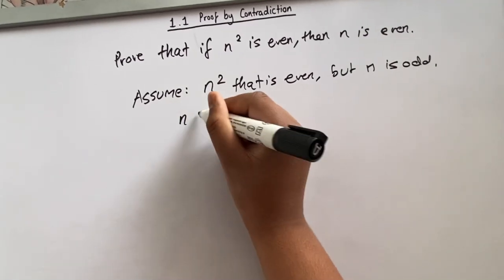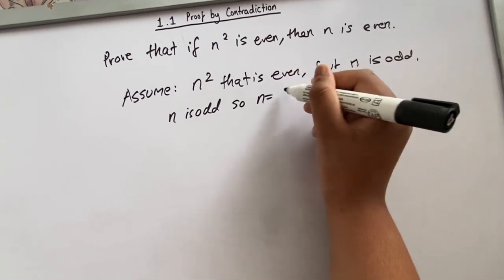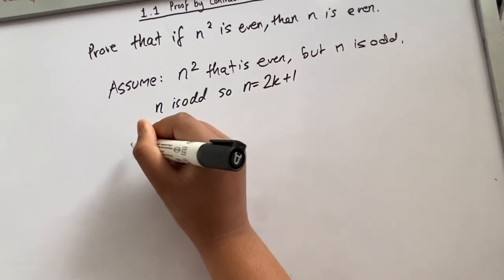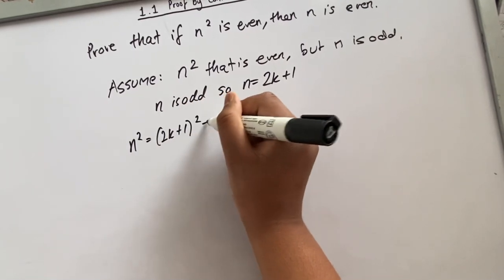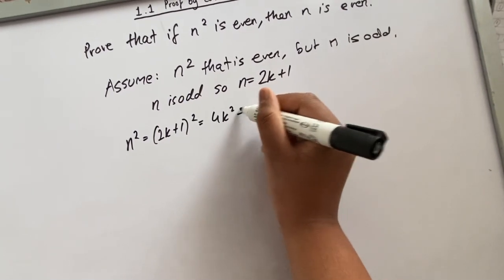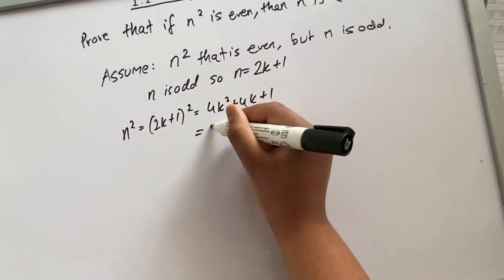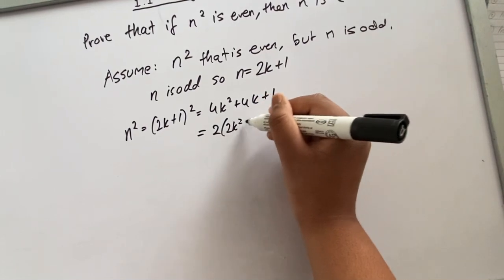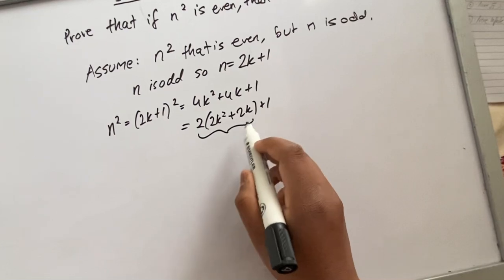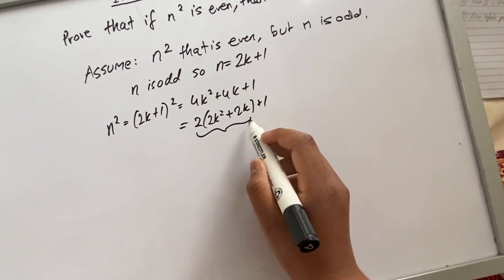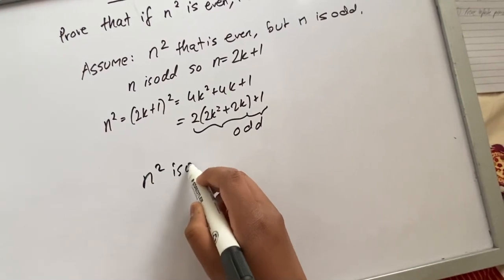If n is odd, then we can rewrite it in the form n equals 2k plus 1. If we work out n squared, it is (2k plus 1) squared, which is 4k squared plus 4k plus 1. We can factor out a 2 from this, which is 2 times (2k squared plus 2k) plus 1. However, anything times 2 is an even number, but if you add 1, then it must be odd. So n squared is odd.